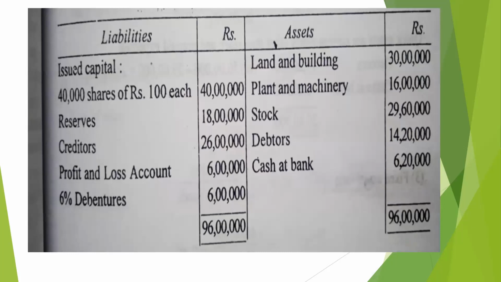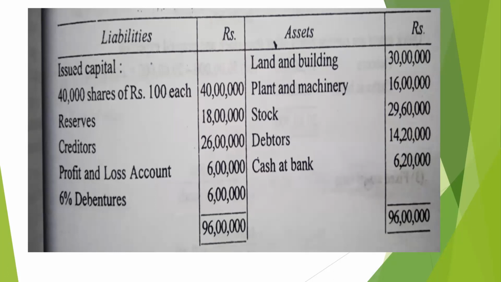Next sum is, the balance sheet is given. So list of assets are given and a list of liabilities also given. So we want to find out the current assets in the balance sheet, and also we want to find out the current liabilities in the balance sheet. So in the asset side, there are 5 items. First one is land and building. Second one is plant and machinery. Third one is stock. Fourth one is debtors. And fifth one is cash at bank.